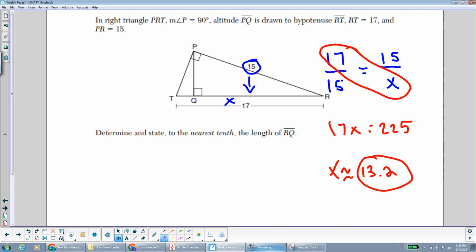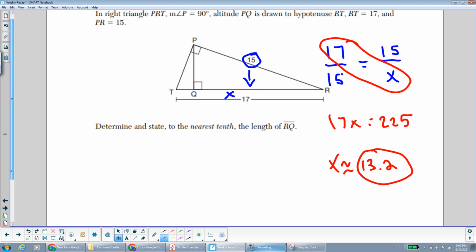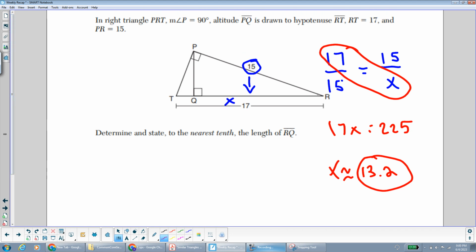And I think it is worth mentioning that you can actually do this question without using the leg rule, using similar triangles instead. It just is a little bit more work, because if you notice, we have information about the big right triangle. We have two of its sides, 17 and 15. And we have information about this smaller right triangle over here. We are looking for one of its sides, and we have the side that's 15.